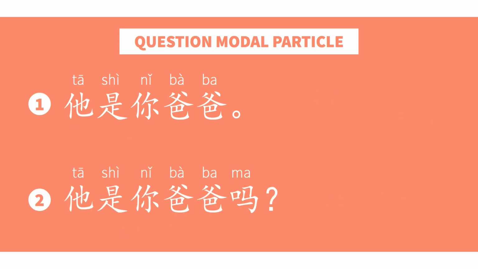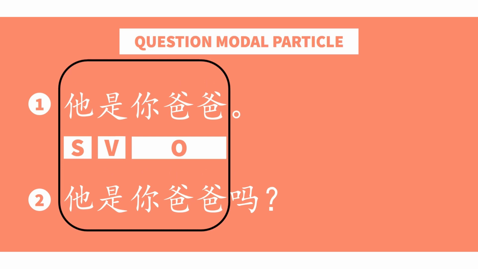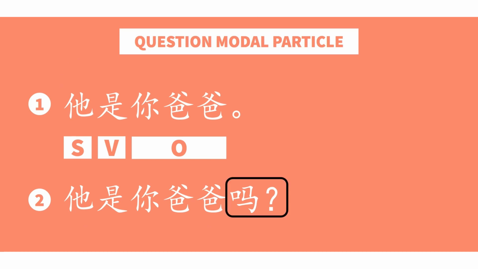For the main parts of the sentence, subject, verb, and object, the word order is exactly the same. The only difference is that if you want to ask a yes or no question, ma is used at the end. Now let's try some more. I'll say the statement. Can you repeat it and then change them into a yes or no question?